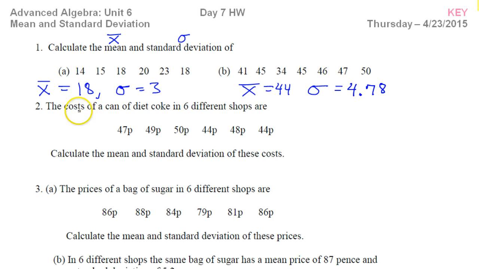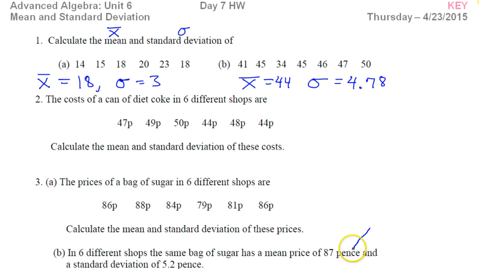Okay, number two. The cost of a can of Coke in six different shops are 47, and this P stands for pence. I know that because I saw it later in the worksheet, so clearly this worksheet is of British origin. So 47 pence, 49 pence, 50 pence, etc. Calculate the mean and standard deviation of these costs.